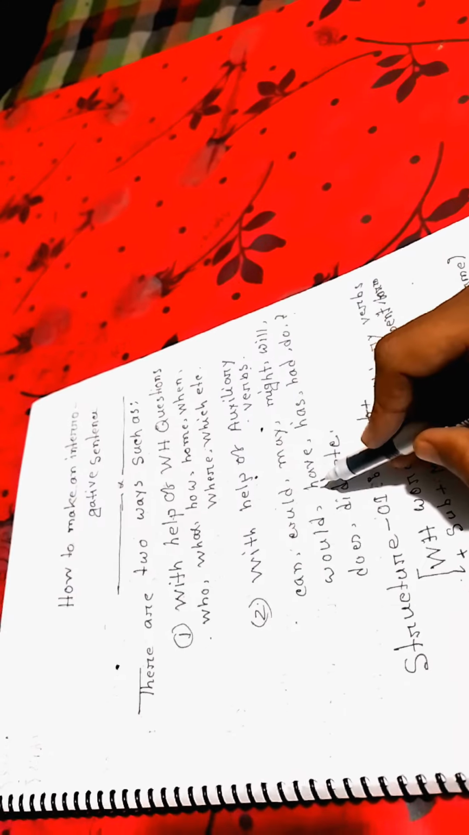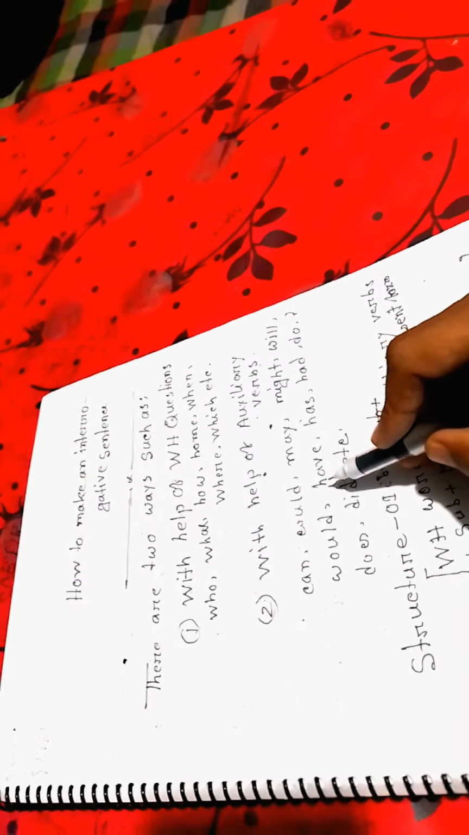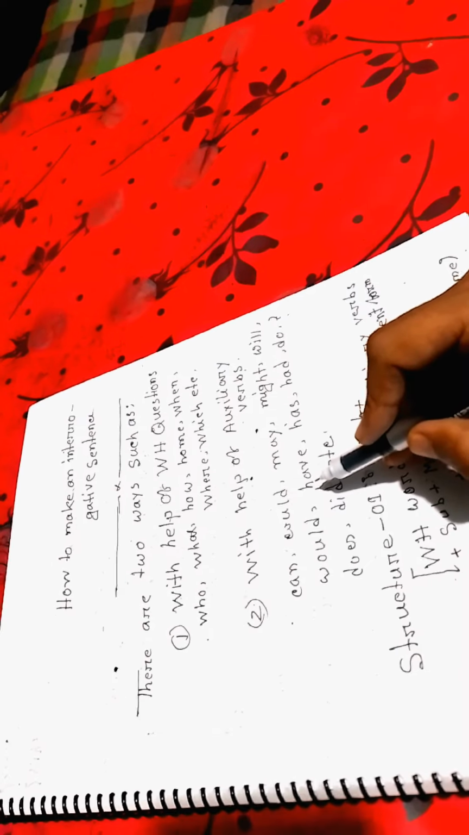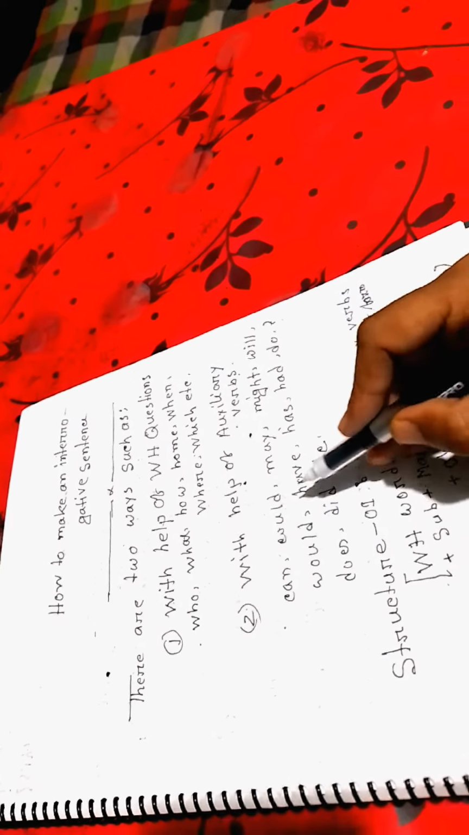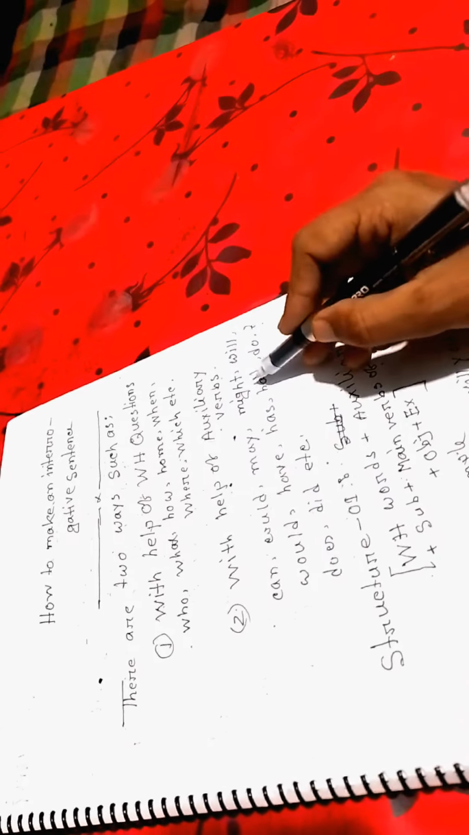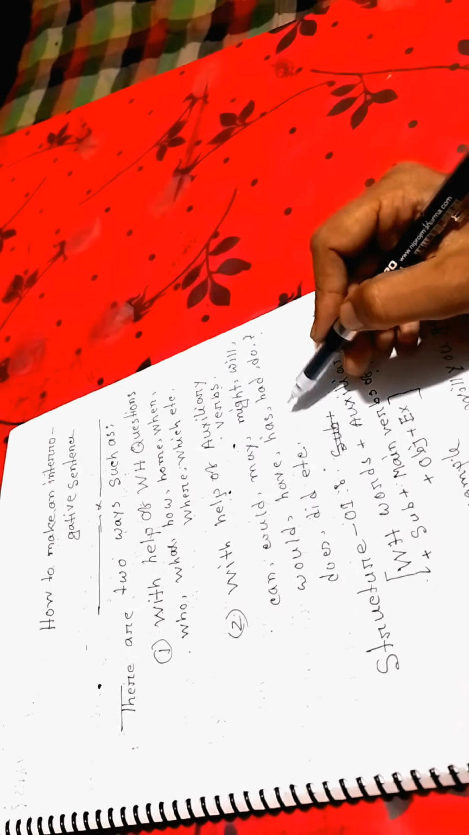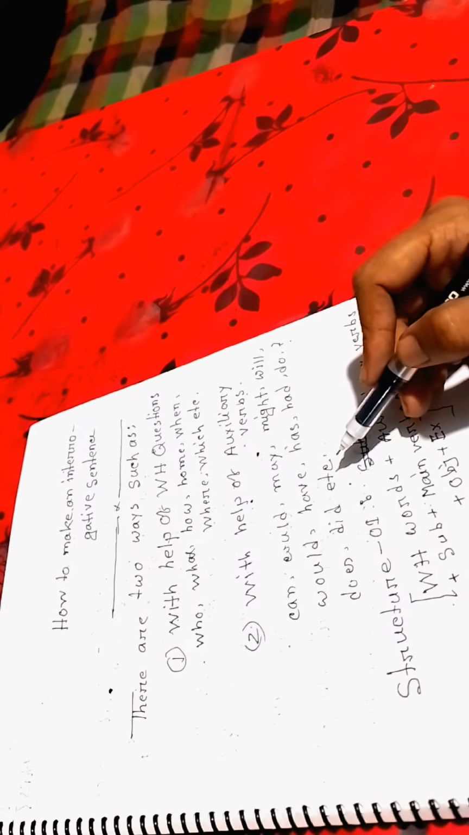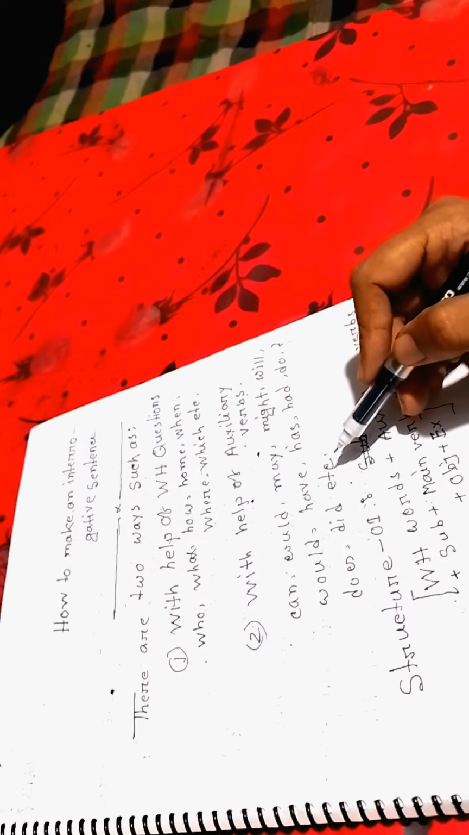There are a lot of auxiliary verbs in English grammar, and we need to know them. I am going to share them with you. These are the auxiliary verbs: can, could, may, might, will, would, have, has, had, do, does, did. You have to use these auxiliary verbs at the beginning of the sentence to make an interrogative sentence.